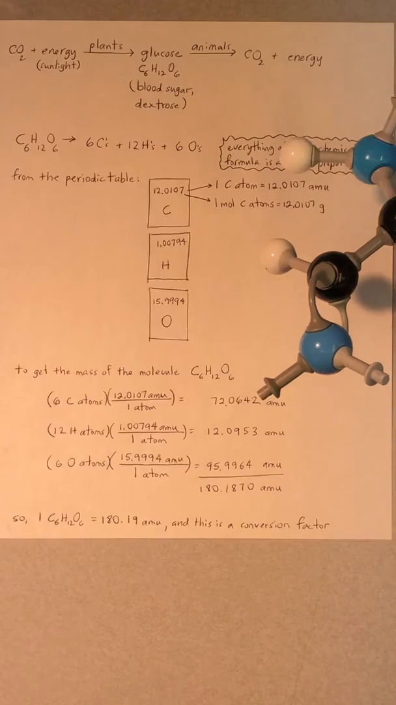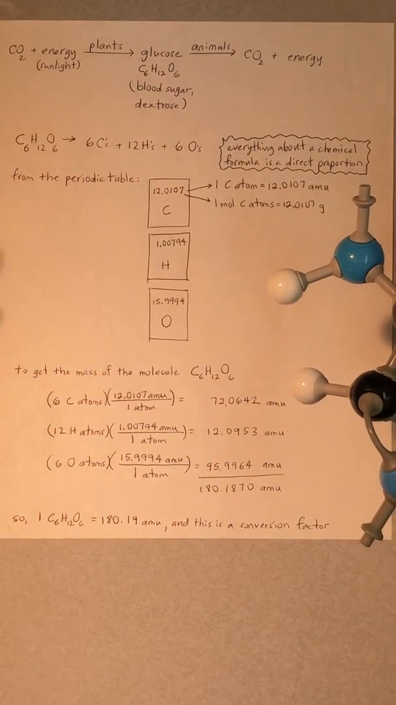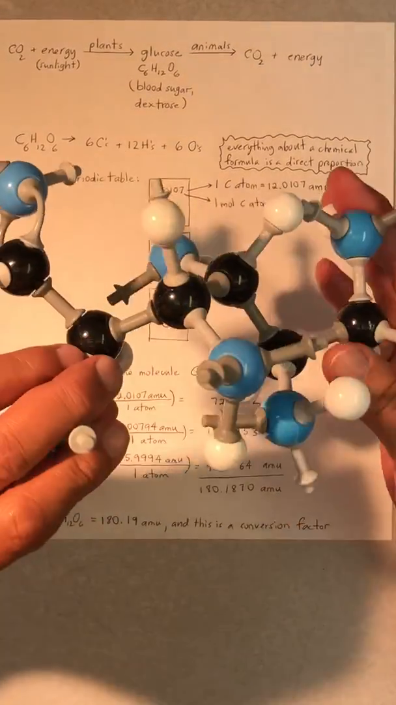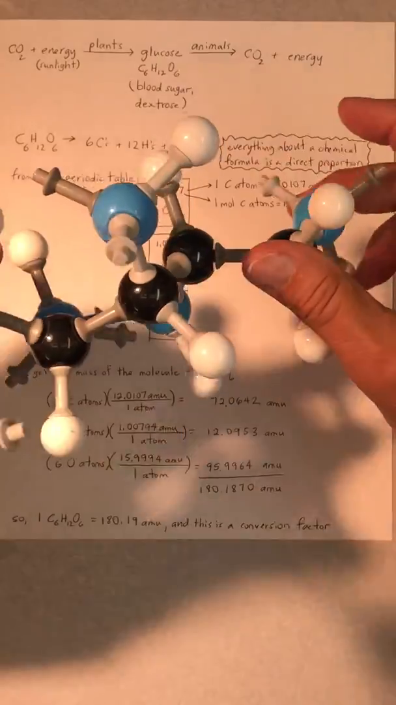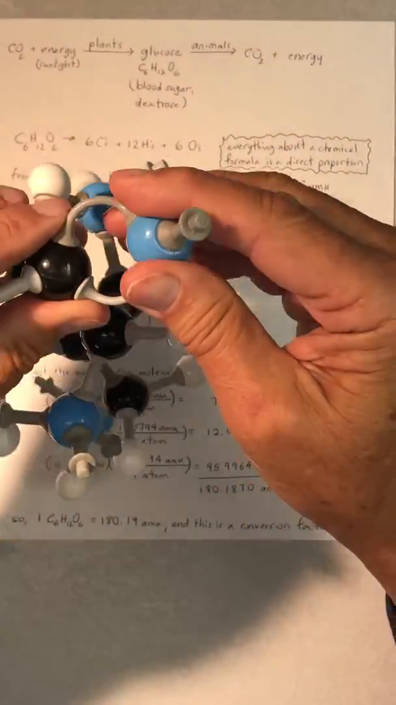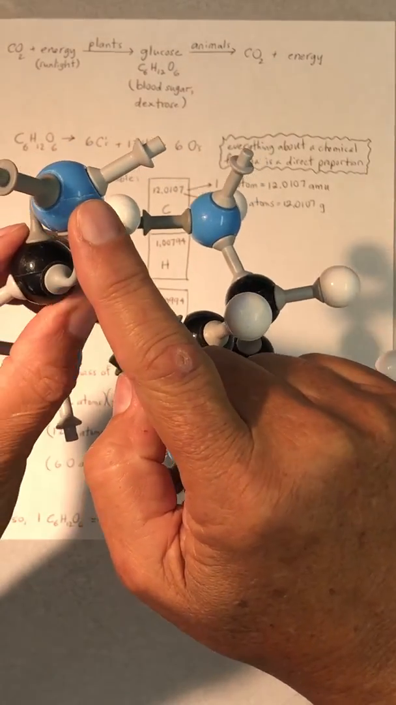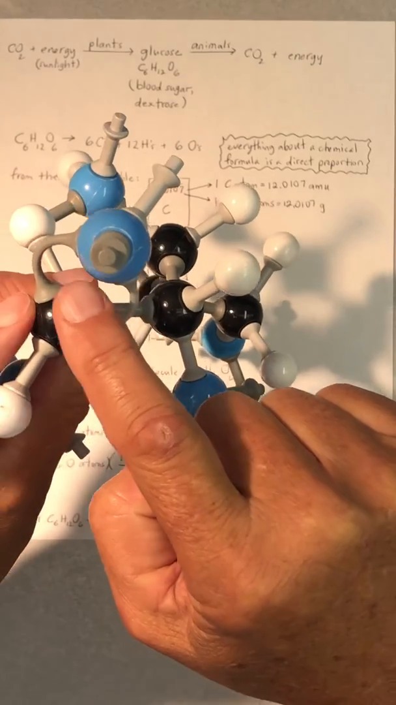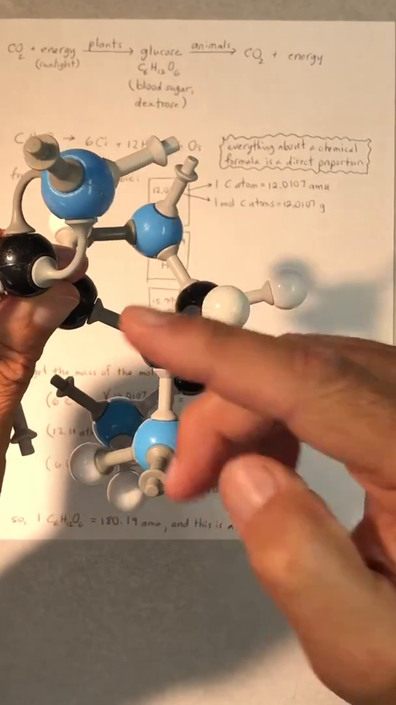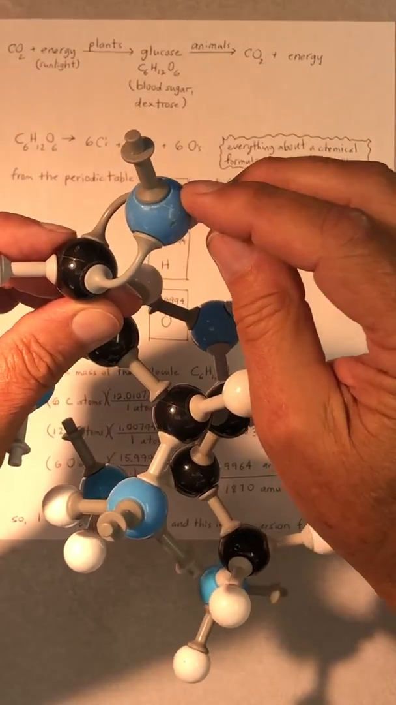And what animals do with this is they convert it back into CO2 and give off energy needed for running our bodies and everything. So just to review this model a little bit, you can see that you have free rotation about single bonds. Here's a double bond, you don't have free rotation. This oxygen right here has two bonding electron pairs and two non-bonding, but we don't call it regions of electron density because this is not a central atom.